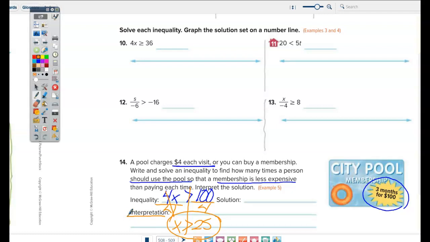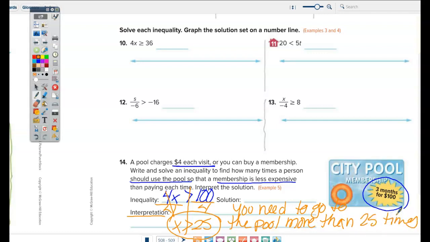So this interpreting part, though, you need to say, what does that x is greater than 25 mean? Well, it means that in order for the membership to be the less expensive option, you need to go to the pool more than 25 times. Otherwise, it's cheaper to just pay each time that you go.